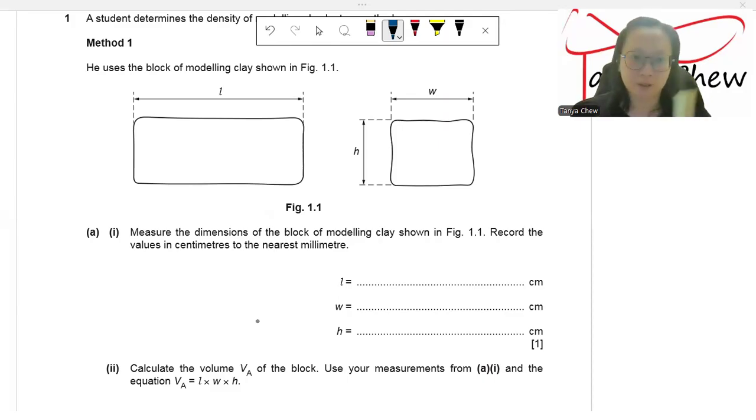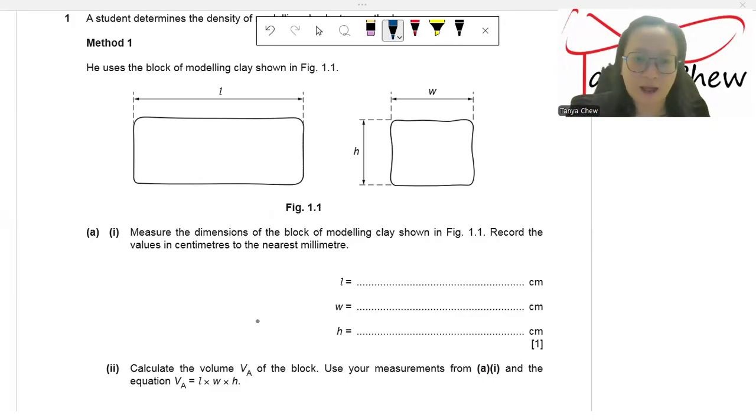Your reading must be recorded according to the smallest division, or the sensitivity, of the cm rule that you are using. The smallest division of this cm rule is 0.1 cm, because each scale gap is 0.1 cm. Therefore, all the measurements of L, H, and W must be in one decimal point. This is super duper important. Please bear this in mind.